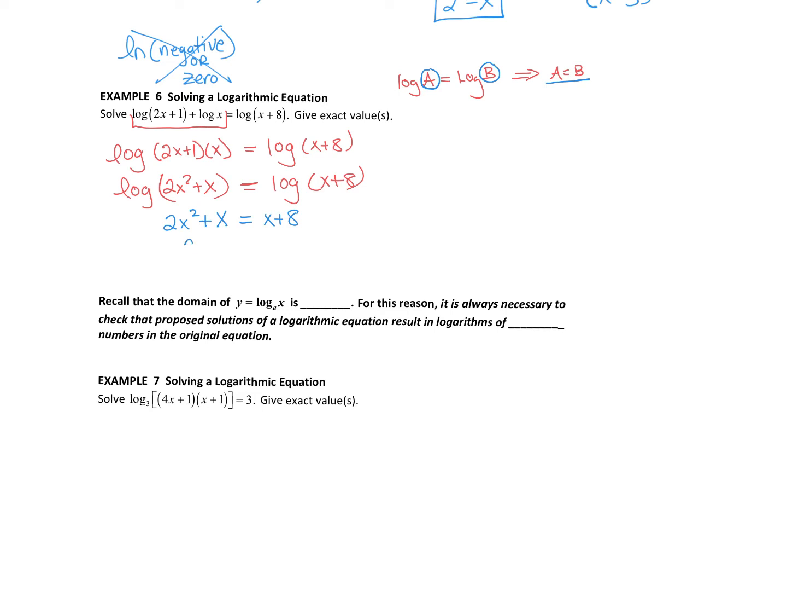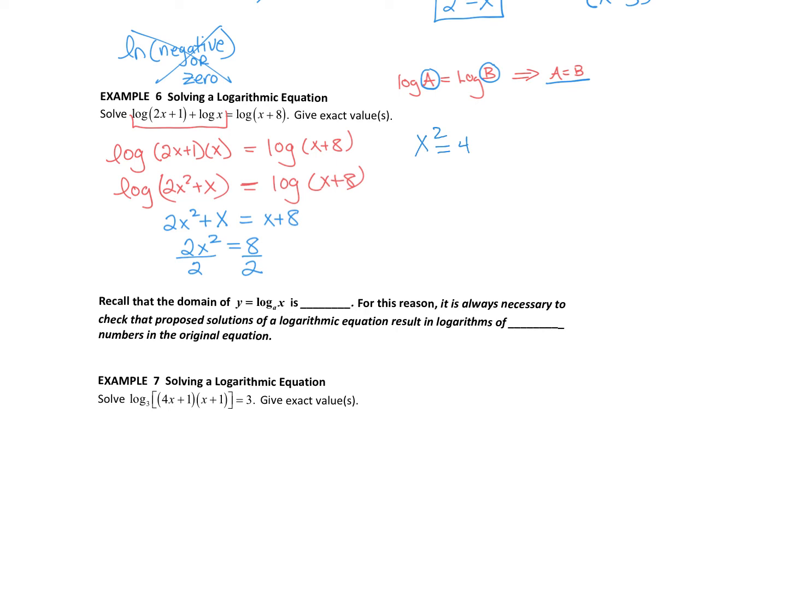If I subtract x from each side, I get 2x squared equals 8. At this point, I have a couple of options. I can either subtract the 8 and set it equal to 0 and then factor, or I could divide by 2 and take roots. That's the way I'm going to approach this. So I'm going to divide by 2, leaving x squared equals 4.